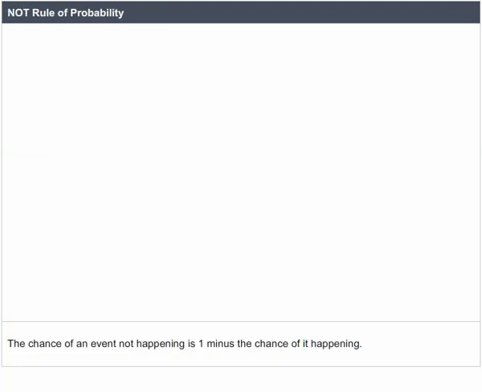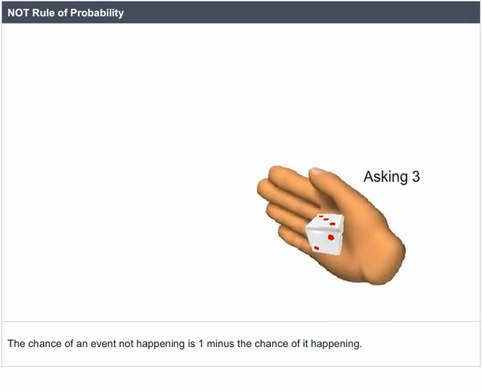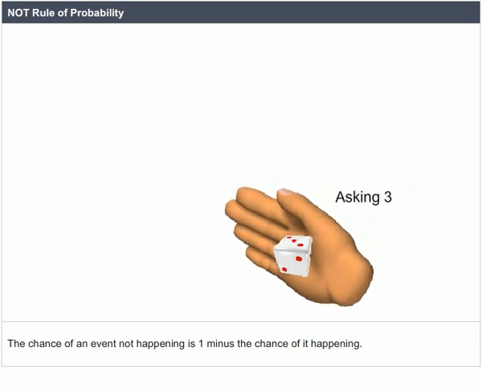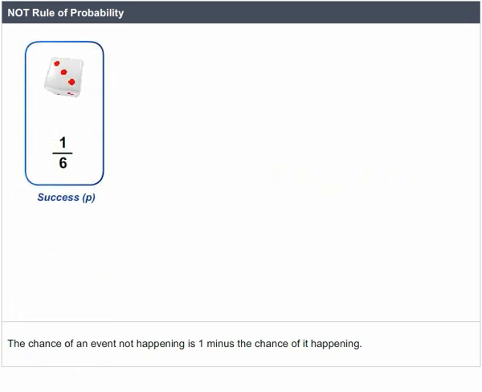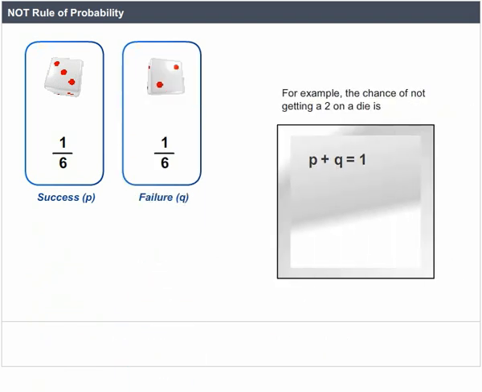The NOT rule of probability: the chance of an event not happening is 1 minus the chance of it happening. Say P = 1/6 is success and Q = 5/6 is failure. For example, the chance of not getting a 2 on a die: P plus Q equals 1, so Q is equal to 1 minus 1/6. Finally, Q is equal to 5/6.